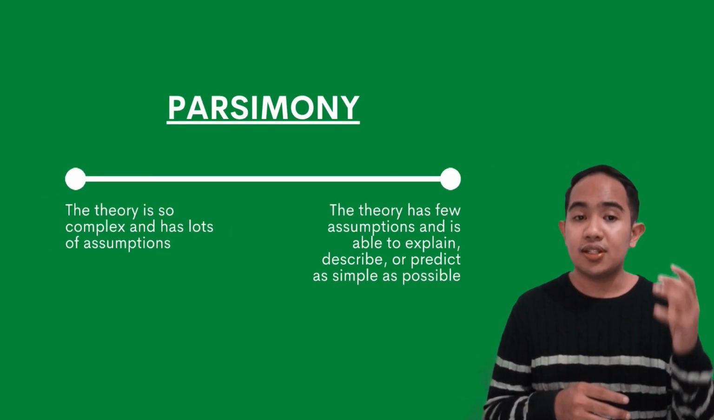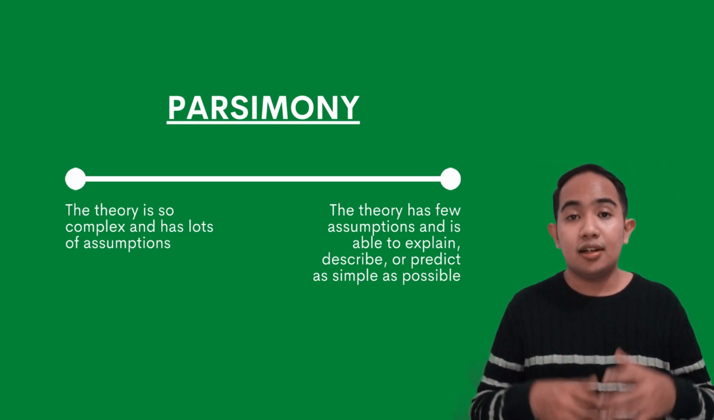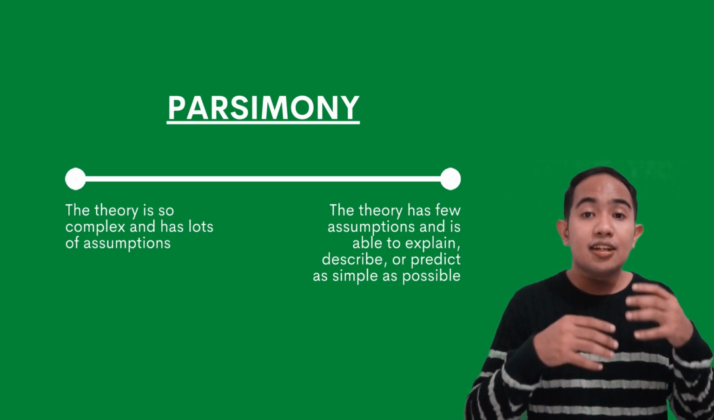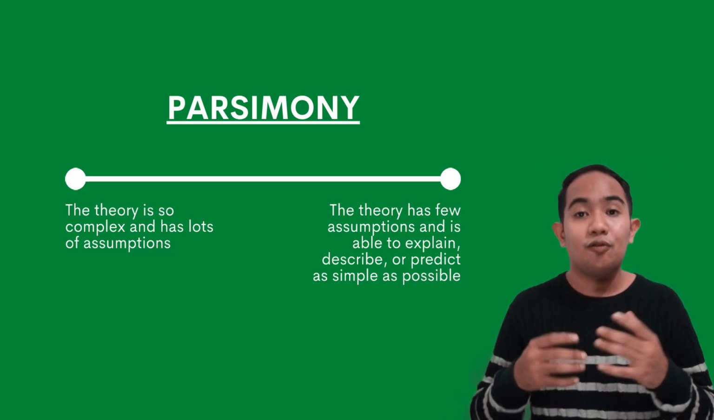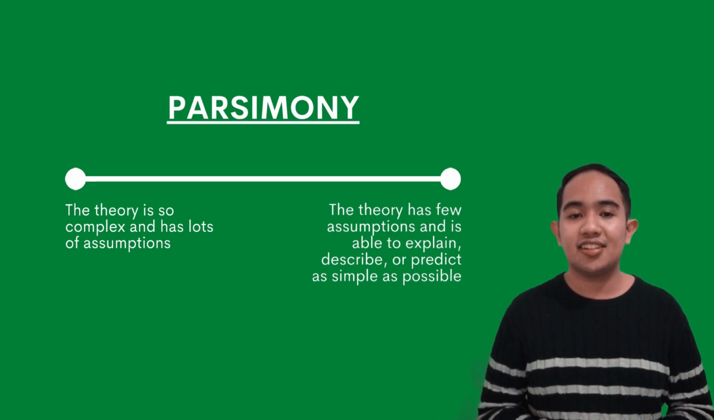If a theory has parsimony, it has few concepts or assumptions. In other words, the theory is simple or less complex for us to understand and relate to different situations.